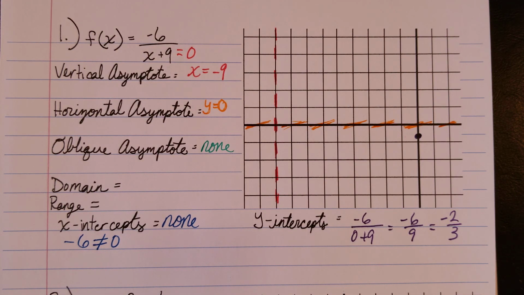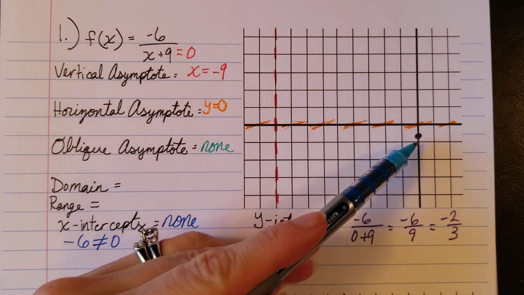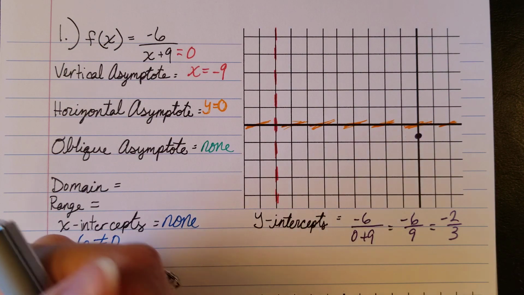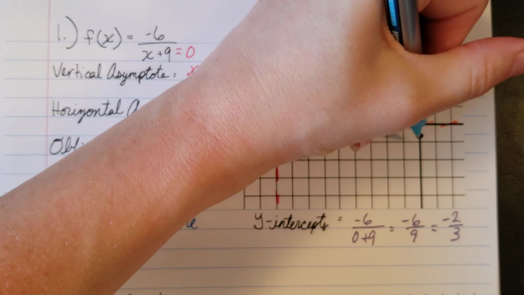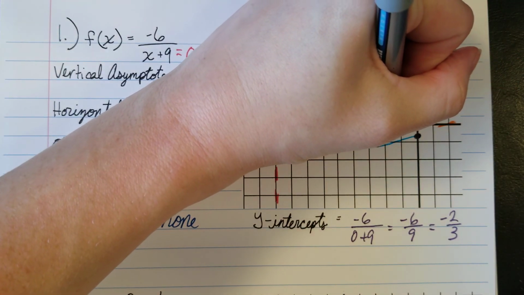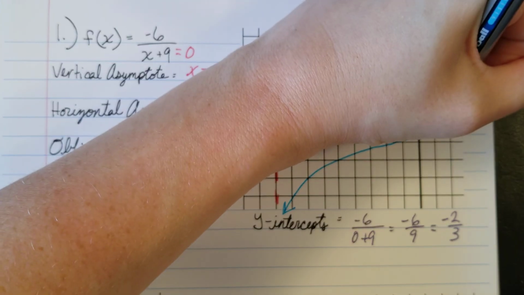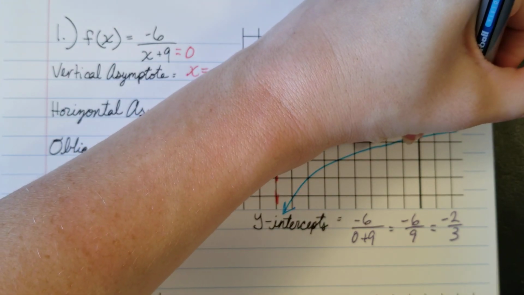So to finish the graph, I know that my graph has to have at least one point. I know my graph has to go through that point. And then I also know that it has to follow the asymptotes. So that pretty much lets me know how to draw this part of the graph.